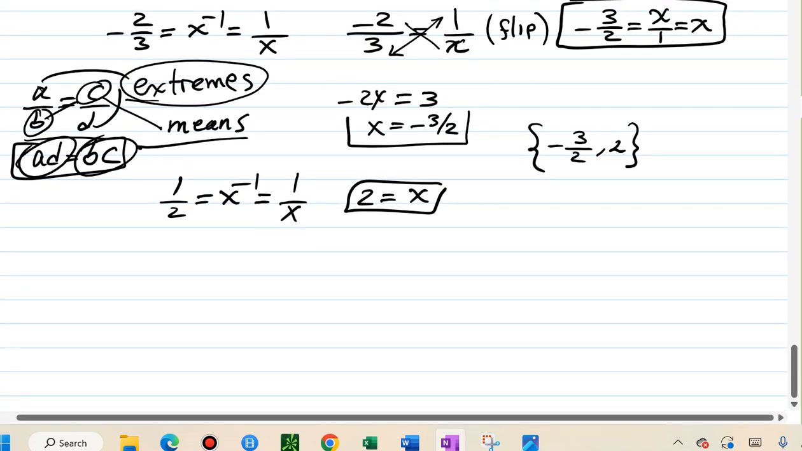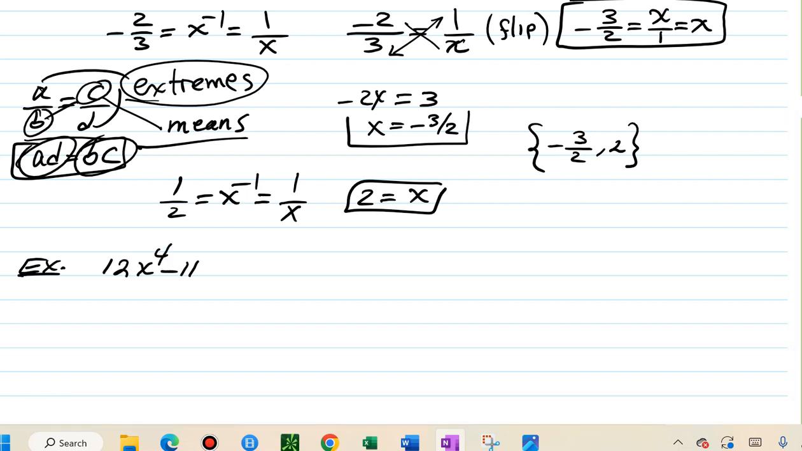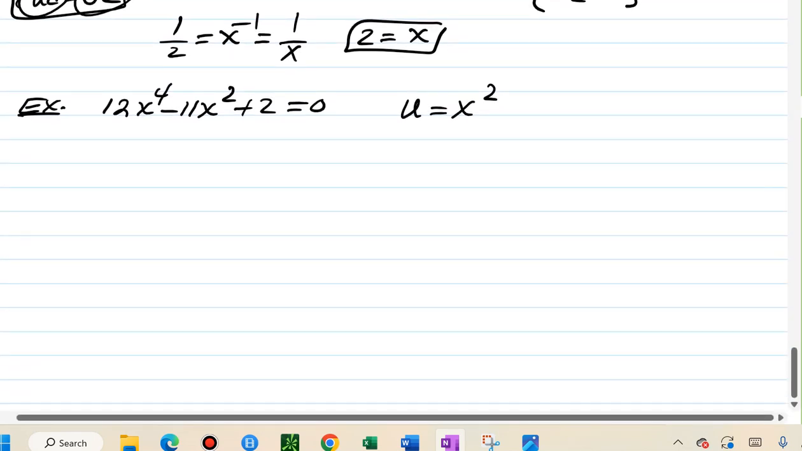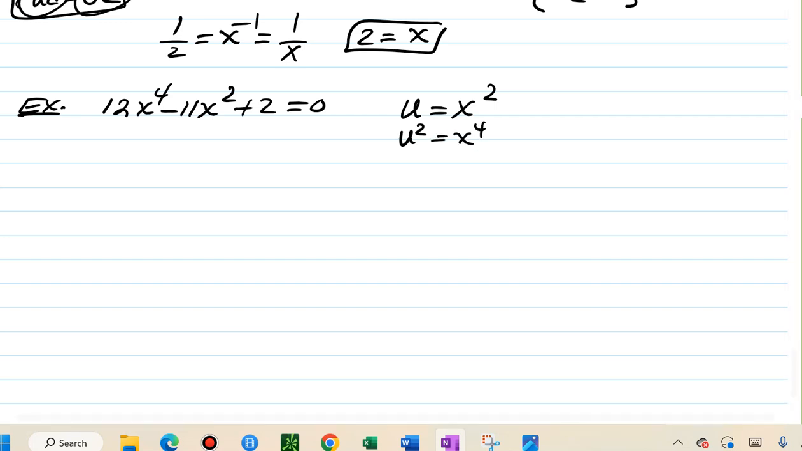All right. And now what about, let me make something like this. Suppose I have something like 12x to the 4th, negative 11x squared plus 2 equals 0. Something like this one. Now, remember, we let the middle term, the variable on the middle term be u. So we're going to let u be x squared. And if that's the case, you square both sides, you get u squared is x fourth. So this is going to be 12u squared minus 11u plus 2 equals 0.